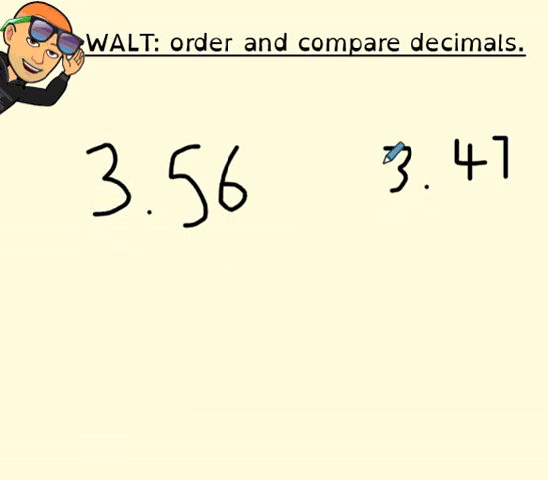So when the highest value column is the same, you always have to look one to the right of that column. If I look one to the right in the tenths column, I have a 5 in the tenths column for this number, and I have a 4 in the tenths column for that number. So I'm actually going to use the greater than symbol, because 3.56 is greater than 3.46. 5 tenths is of greater value than 4 tenths.